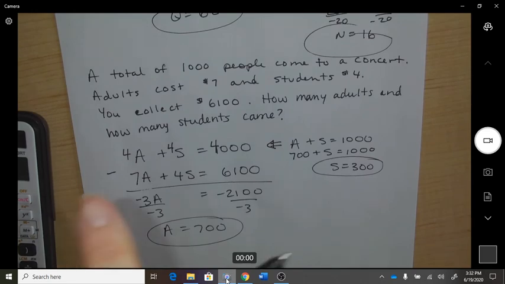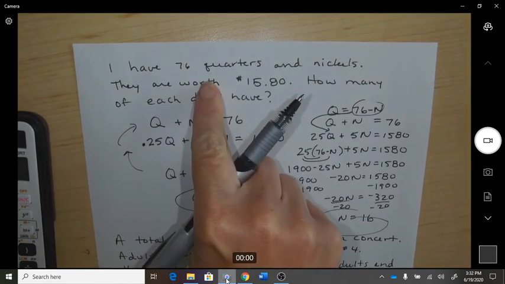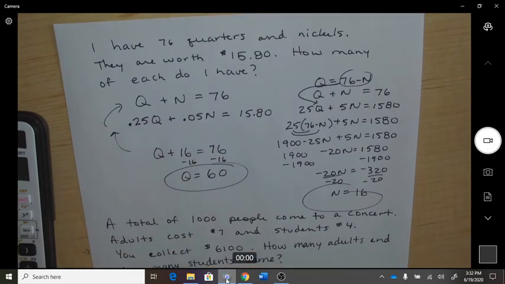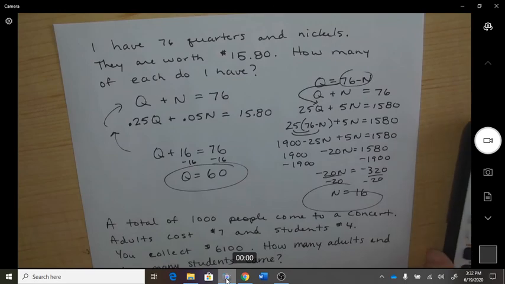Okay, so change your English sentence into a math sentence. Figure out if you're going to do substitution or elimination. You probably will not be using graphing on these ones.